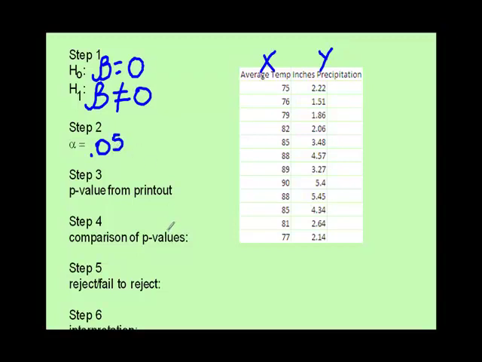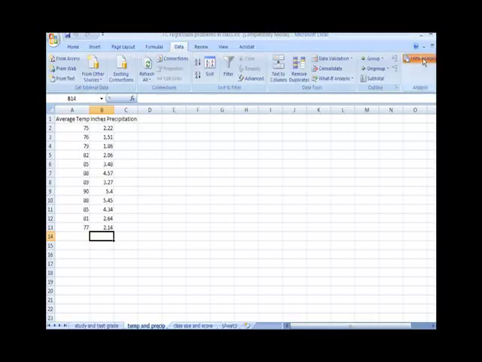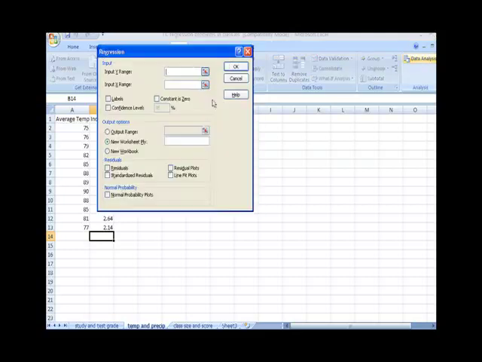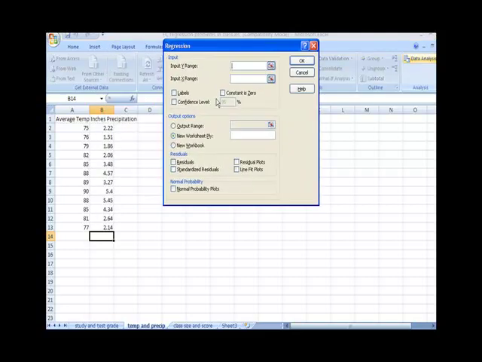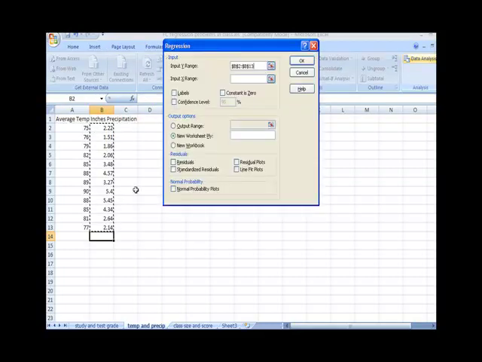Instead of getting a chart value, we're looking at a printout value now. So we'll need our friend Excel. So we go to Data, Data Analysis, scroll down to Regression. Input Y first. That was our precipitation. Input X.